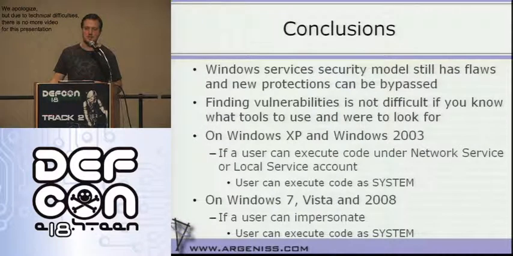So our final conclusion is that Microsoft has improved a lot, but some protections can be easily bypassed sometimes with simple issues like the one I showed. Like you saw, finding these issues is not difficult, just clicking around using publicly available tools. You just need to know where to look and observe and find the issues.